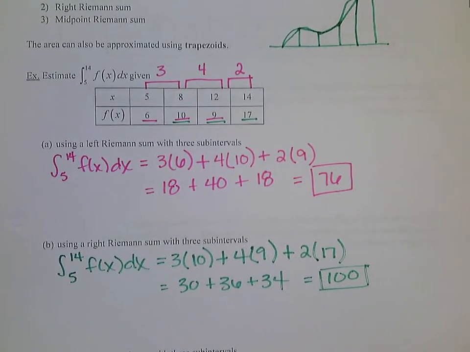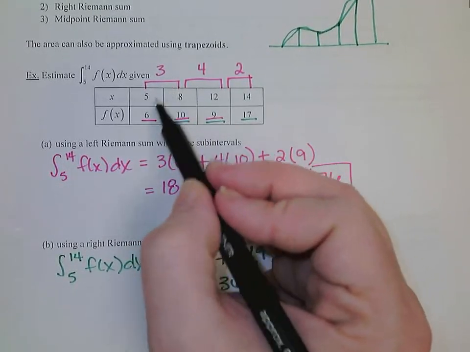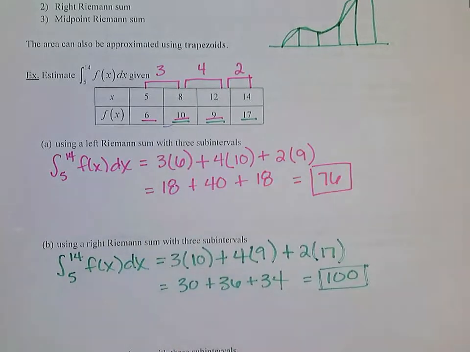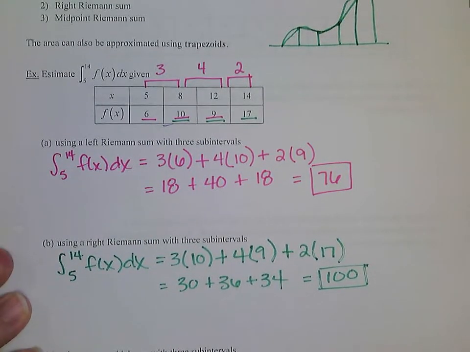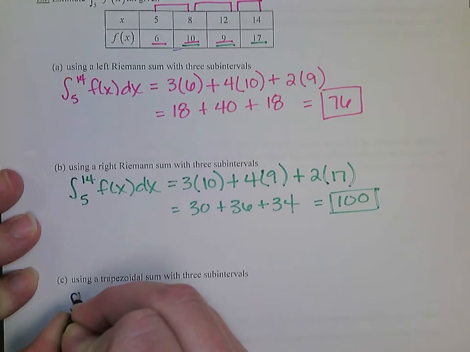So what if we did a trapezoidal sum? So now instead of finding the area for these regions using rectangles, we're going to find the area of each partition using a trapezoid. Again, we're approximating the integral from 5 to 14 of f of x dx.